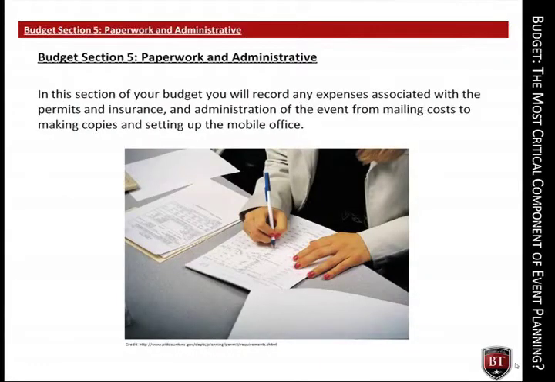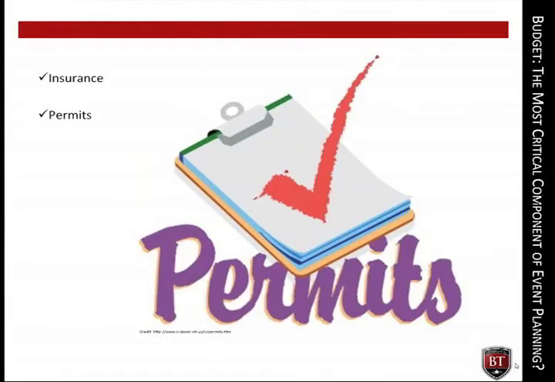Budget Section 5, Paperwork and Administrative. In this section of your budget, you will record any expenses associated with the permits and insurance and administration of the event, from mailing costs to making copies and setting up the mobile office. In the beginning of the budgeting process, you logged costs for human resource portions of administration, but not the daily costs of doing business.